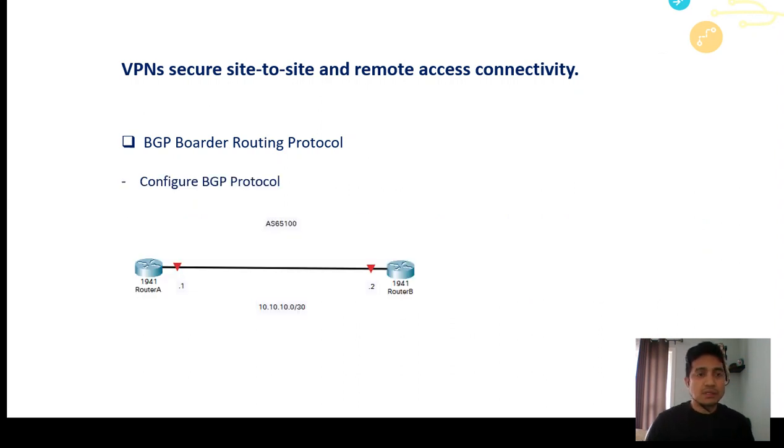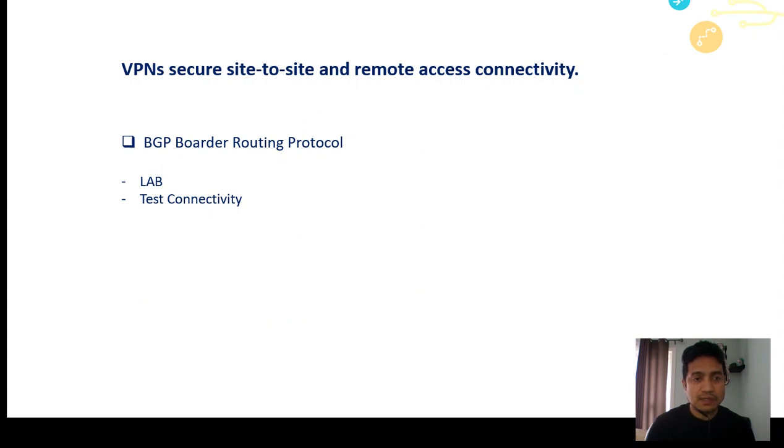So BGP is a protocol that routes packets between autonomous systems, or AS, which are networks operated by a single company or service provider, like I mentioned in the beginning. So this is the setup of the BGP. It can be done with two routers. Okay, so we'll do the lab for this one.